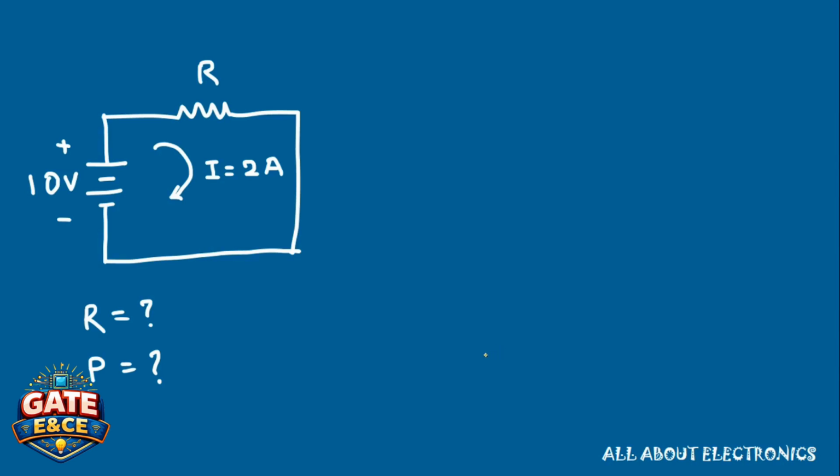We have a 110 volt voltage source. It is connected to an unknown resistor R, and the current flowing through that circuit is given as 2 ampere. So we need to find the value of this resistor and the power dissipated across this resistor. First of all, let's find the value of this resistance. According to Ohm's law, R is given by V divided by I. Here voltage is given, that is 10 volt, and the current flowing through the circuit is 2 amp. So from that we find that the value of resistance R is 5 ohm.